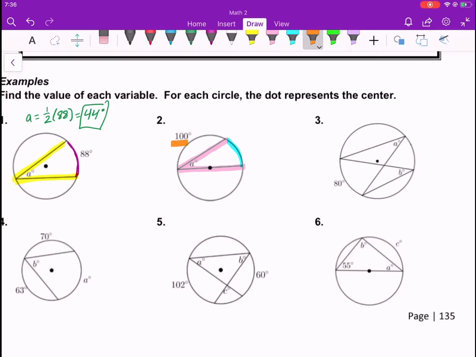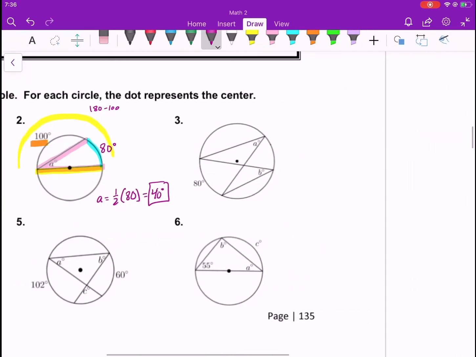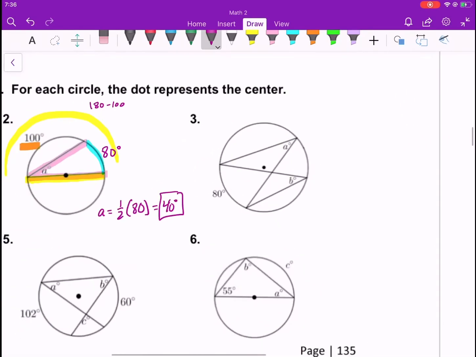Here's the deal on this problem. I don't know if you noticed, but this chord right here is the diameter. If that's the diameter, this whole section should be 180 degrees because it's half of a circle, meaning that this section should be 80 degrees because 180 minus 100 gives us 80. So now we can easily find A, because A is just going to be 1/2 of 80 degrees, which is 40 degrees. Super easy.